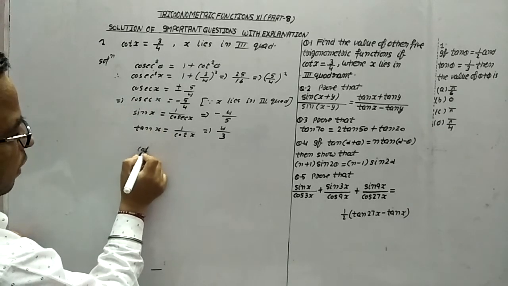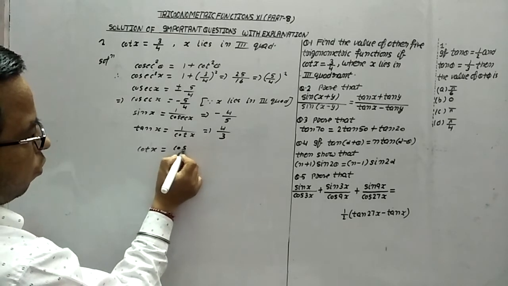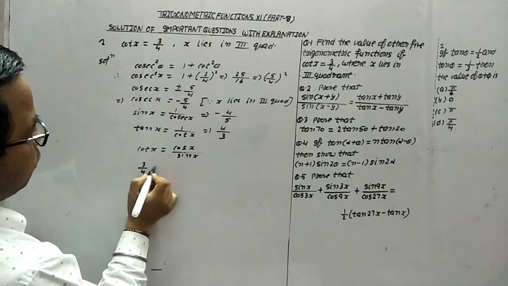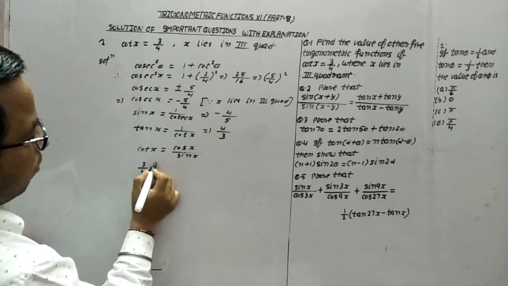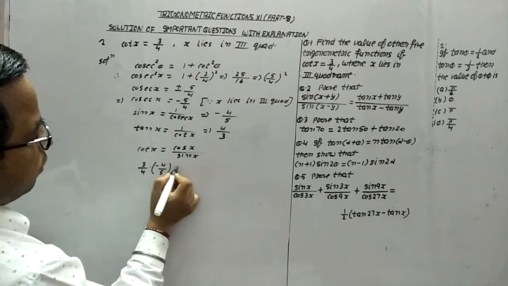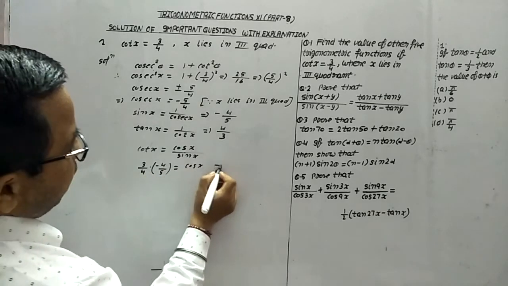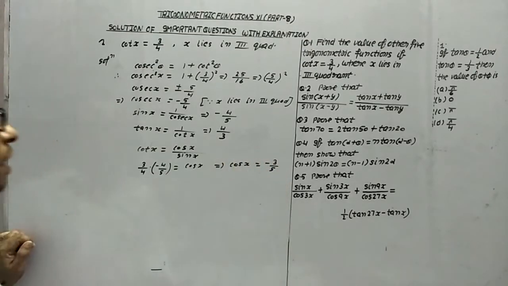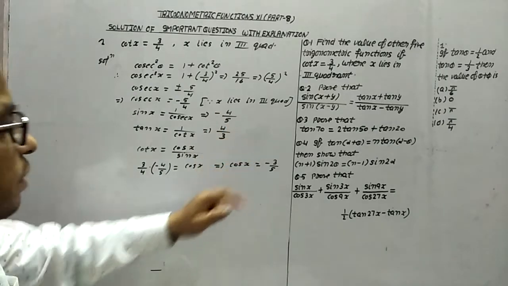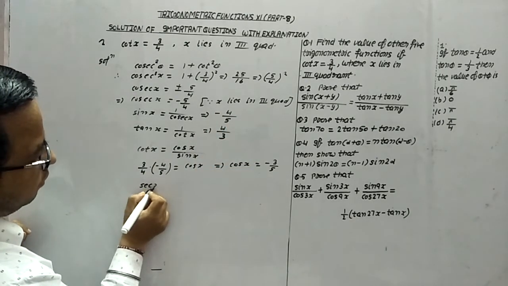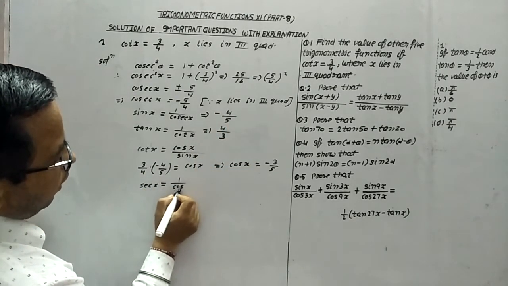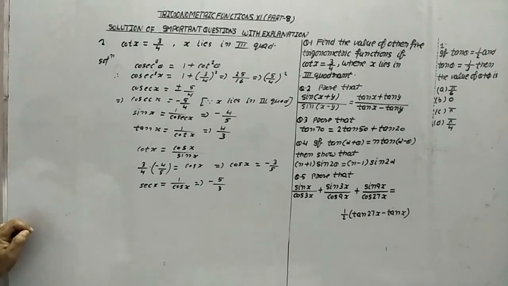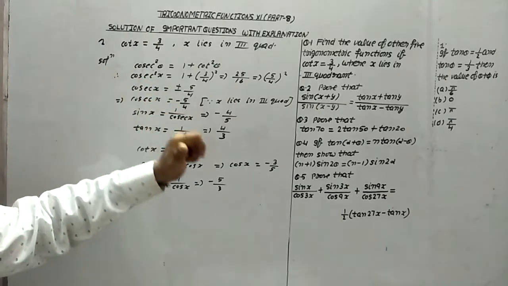We have already sin x here, so on the basis of this, cot x is equal to cos x upon sin x. Now cot x is equal to 3 by 4 and sin x is equal to minus 4 by 5. It implies that cos x is equal to minus 3 by 5, and it automatically comes negative because it lies in the third quadrant. Now sec x is equal to 1 upon cos x, which is equal to minus 5 by 3. And this is the answer. So this is the way to do this type of question.